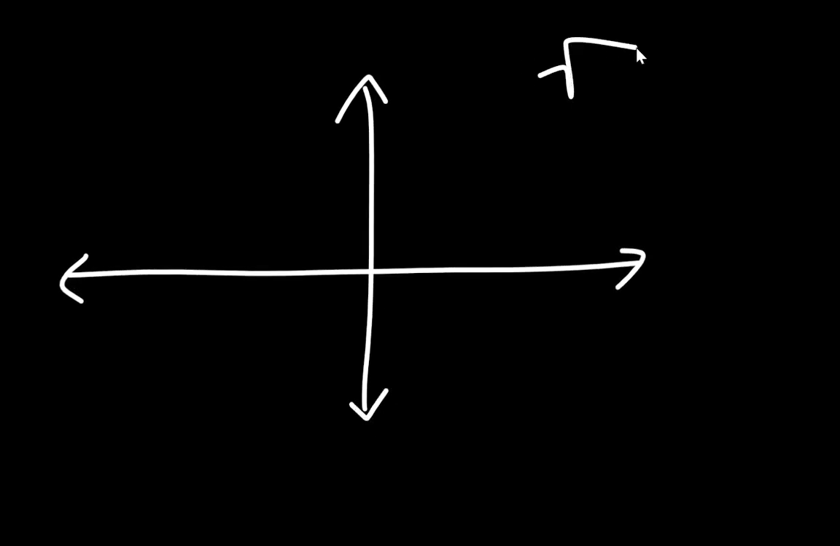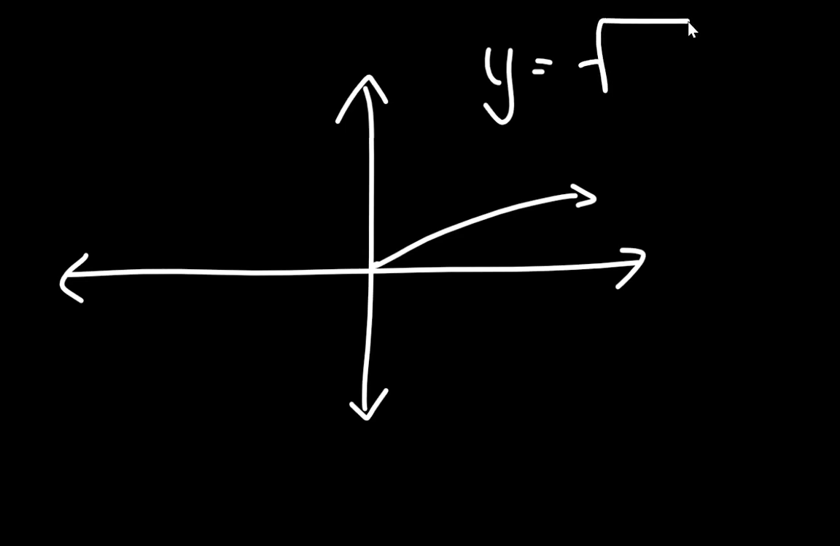Square root functions can only be positive. You can never have a negative square root. For example, the negative square root of 1 is not a real number, so we cannot have that on our graph. Which means the square root functions look like this, and this equation might look like y equals the square root of x.